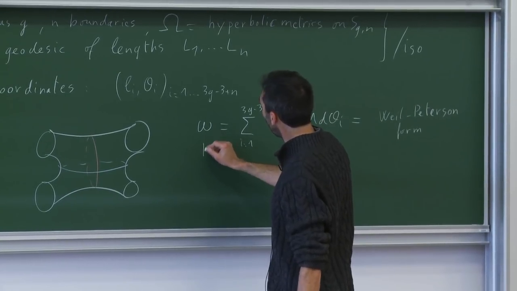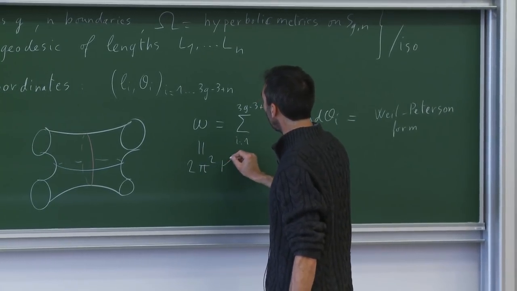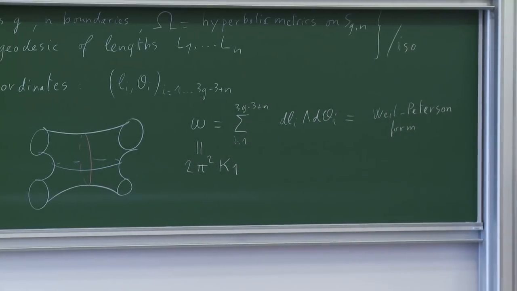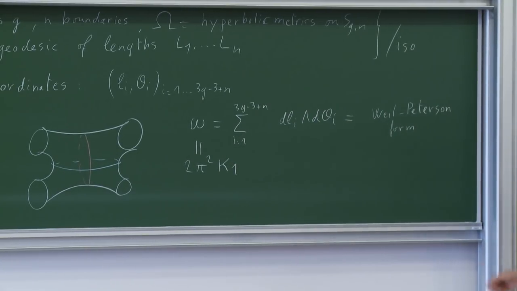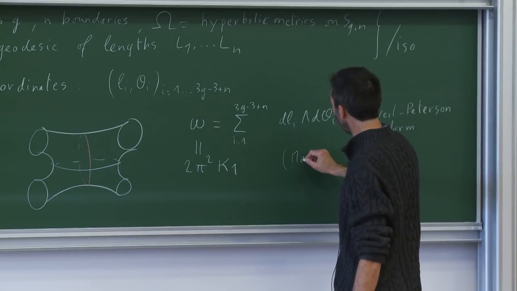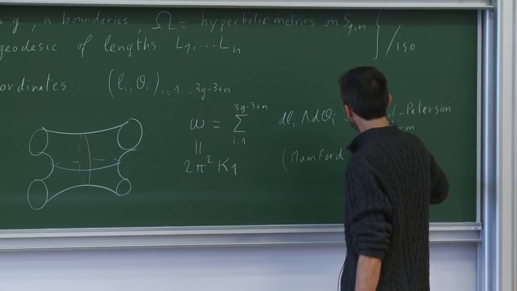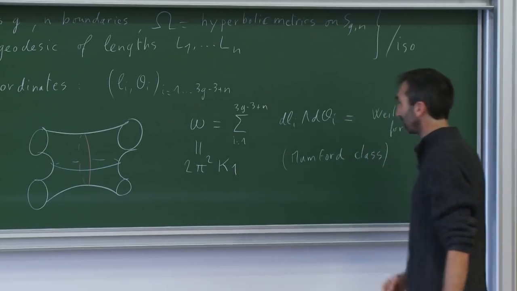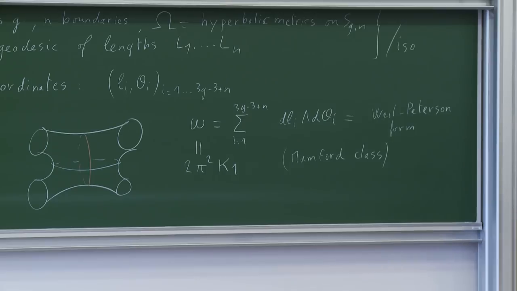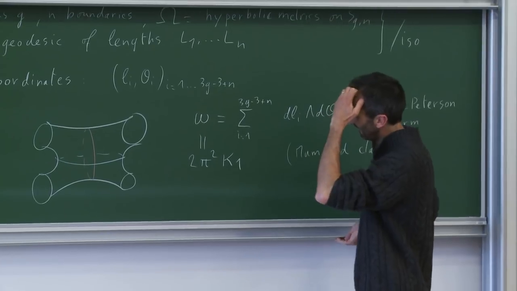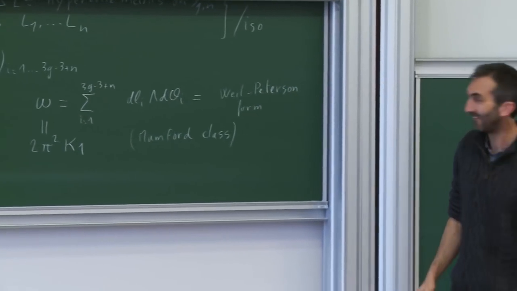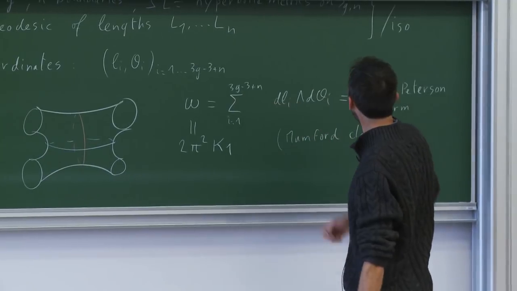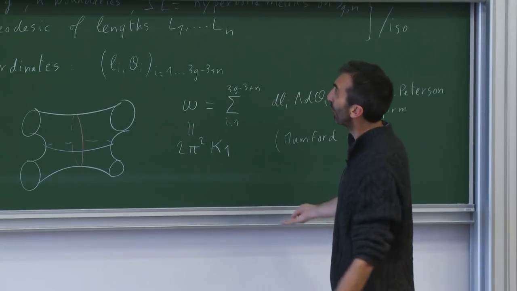It is also sometimes denoted as 2 pi squared kappa 1. I'm not going to say what kappa 1 is for the moment. It's called the Mumford class. You can actually compactify the space, or otherwise restrict to the open part. It's just a notation for the moment. This two-form allows us to compute a volume.